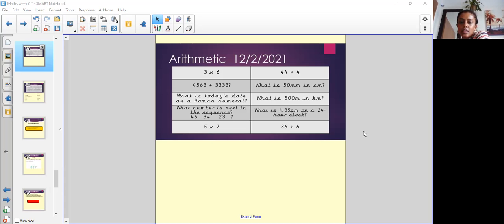Number 8. Number 9, what is 11:35 p.m. on a 24-hour clock? And number 10, what is 36 divided by 6? So have a go, and when you finish and press play, I will then show you the answers.